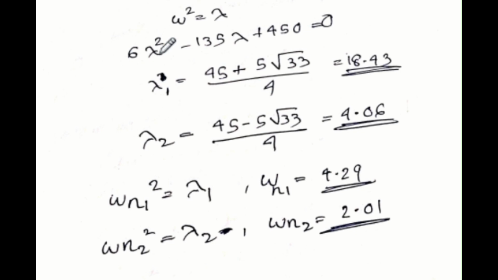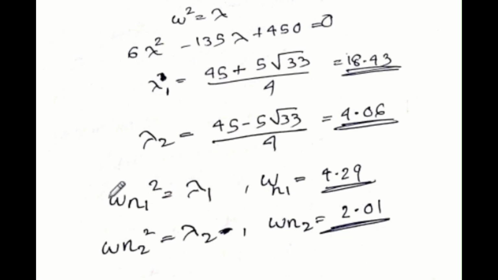It can be rewritten as 6 alpha square minus 135 alpha plus 450 equal to 0. It's a simple trick to solve this using a quadratic equation. Now this is in the form of a quadratic equation, so there will be two solutions or roots, lambda 1 and lambda 2. This is not the actual solution, because we gave the substitution omega square equal to alpha. We got two solutions, alpha 1 and alpha 2.